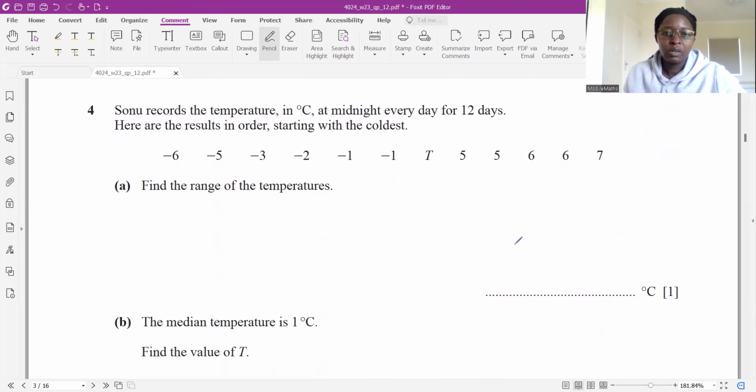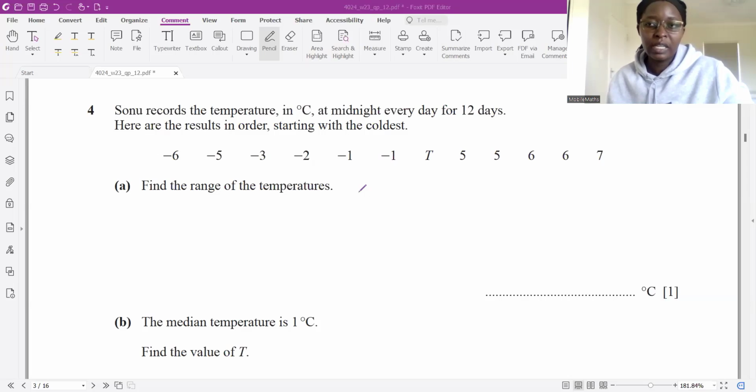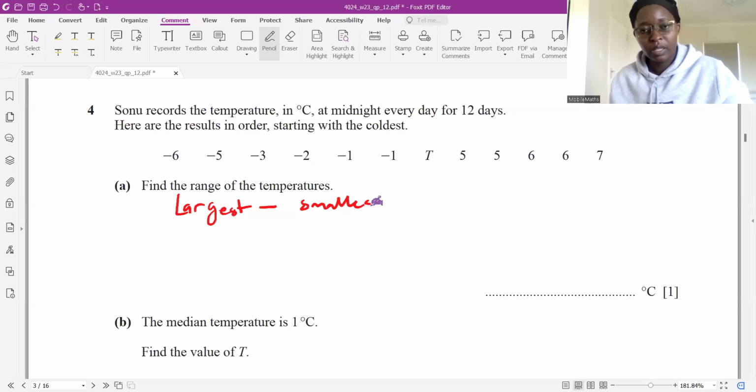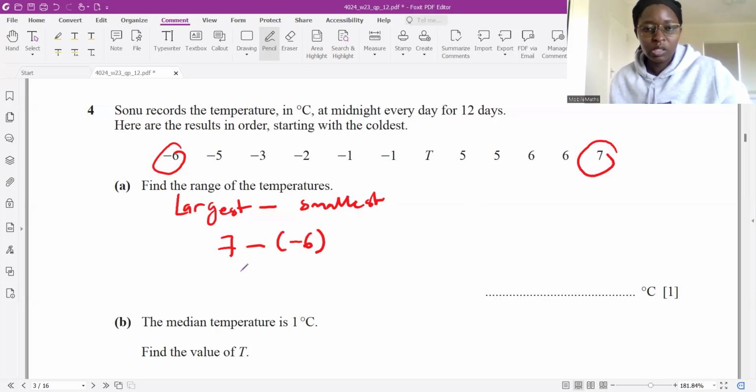This one is saying, Sunny records the temperatures at midday every day for 12 days. Here are the results. The range is basically the largest number minus the lowest. The largest is 7 and the smallest is -6 there. So we say 7 minus -6, which is 7 plus 6. So we get our range as 13 degrees.